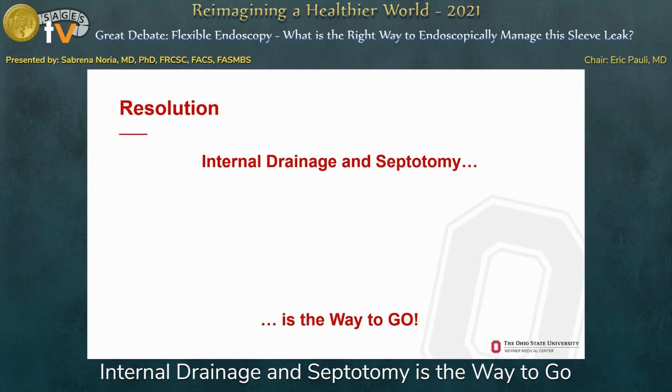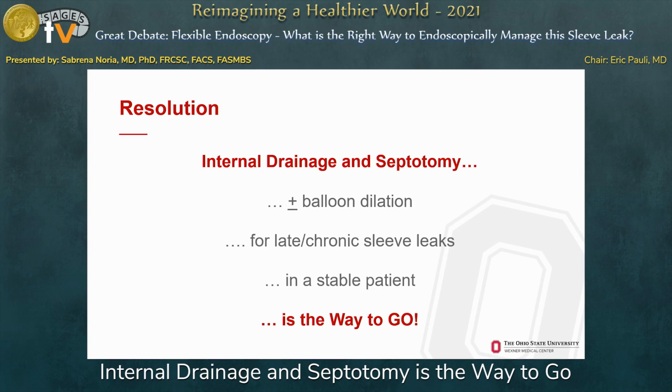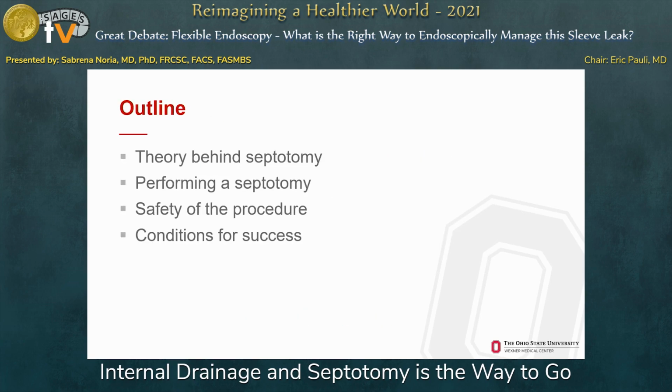So the resolution for my debate was that internal drainage and septotomy is absolutely the way to go. But some of the caveats are that there is a potential for balloon dilation that's needed, typically for late or chronic sleeve leaks and in a stable patient. With that in mind, what I want to outline today is the theory behind septotomy, performing a septotomy, safety of the procedure, and conditions for success.